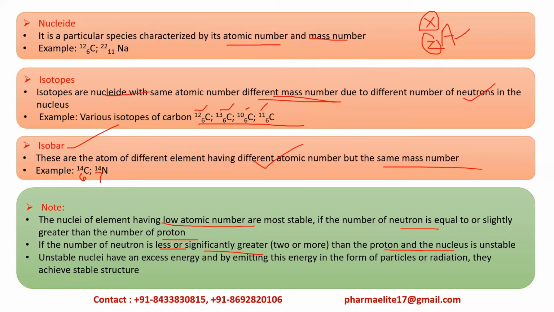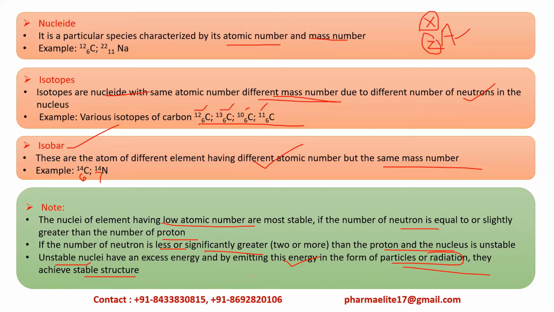Okay, so see, if there is a huge variation between protons and neutrons, then radioactivity will happen. Okay, unstable nuclei have an excess energy, and by emitting this energy in the form of particles or radiations, they achieve a stable structure. जो unstable nuclei है, due to the huge variation, have an excess of energy, and that excess energy is emitted in the form of particles or radiations to achieve a stable structure.